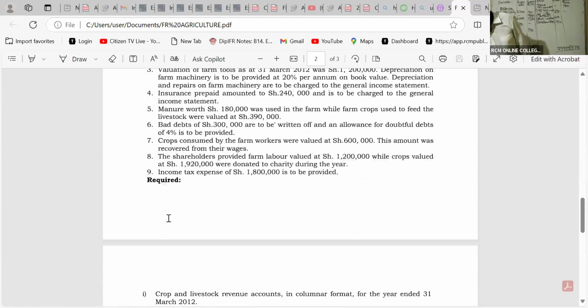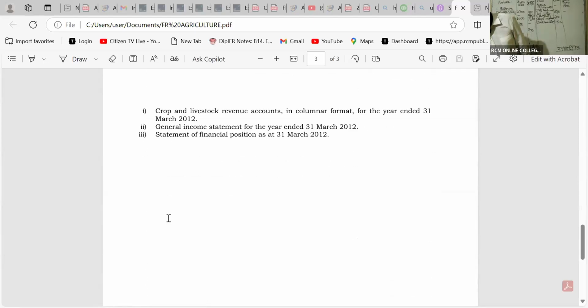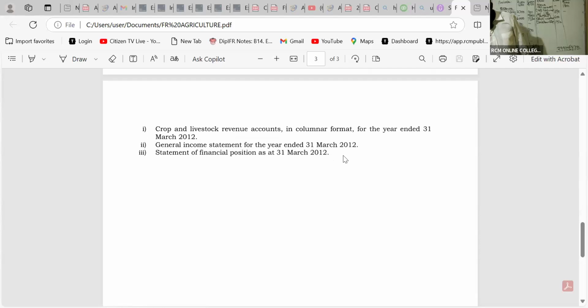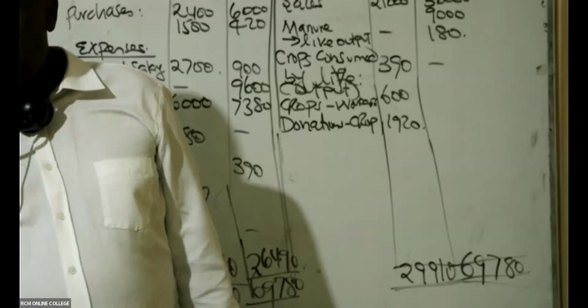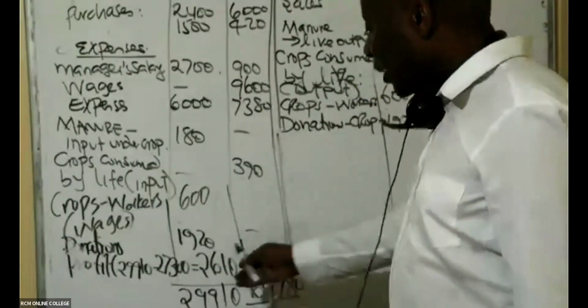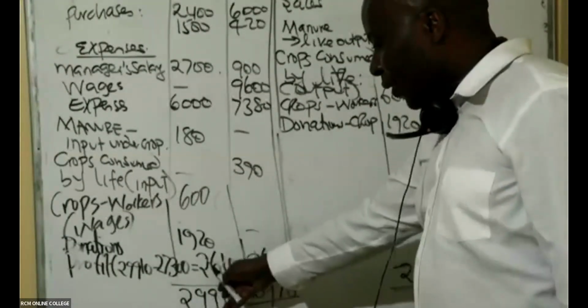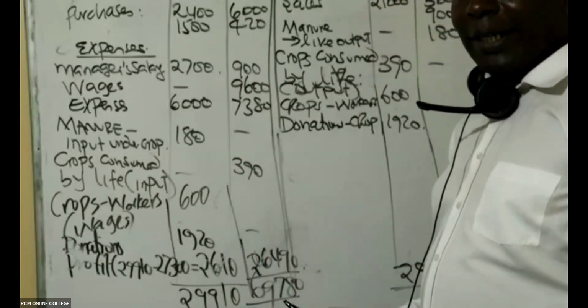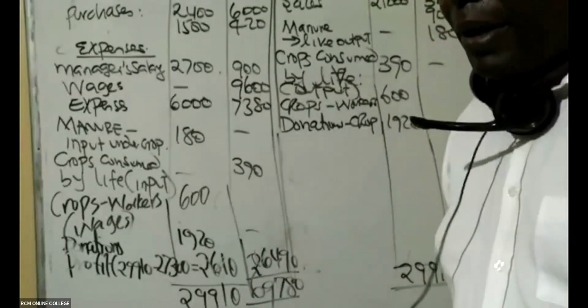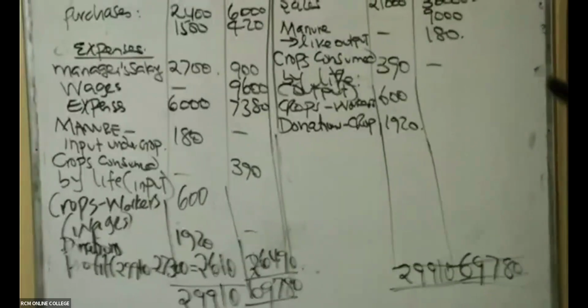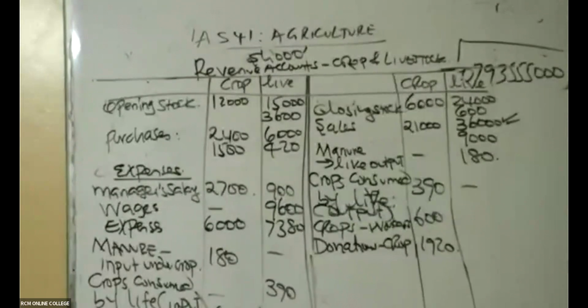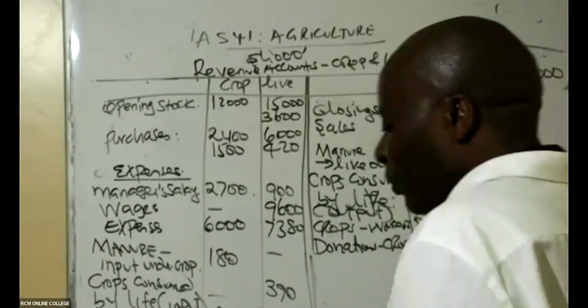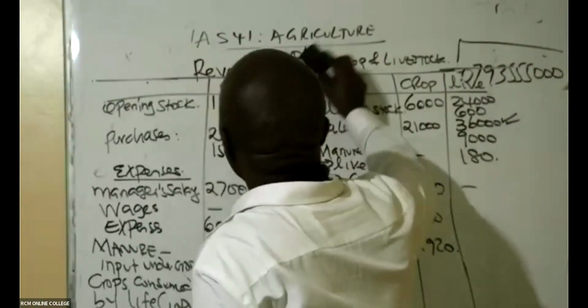So part 2 of this question, now they want us, ladies and gentlemen, to give them the general income statement for the year ended 31st March 2012. Please mark these 2 figures, they are very, very important. These are the revenues coming from each biological asset. Now I'm doing the income statement.